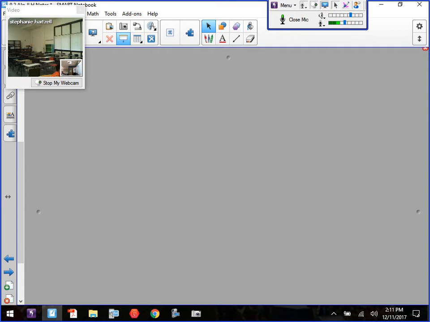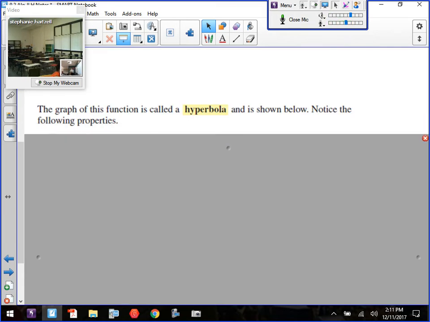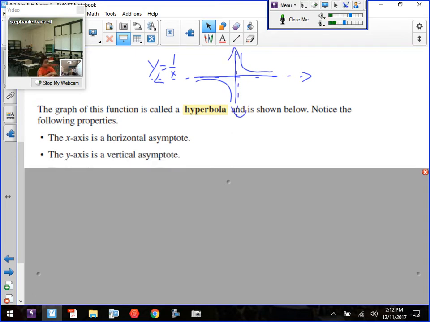I'm looking at what's called the hyperbola. The hyperbola that we just graphed, I'm just going to draw it off here just off to the side. We just drew a hyperbola that looked like that. We had a horizontal asymptote, getting closer here. We had a vertical asymptote because it was getting infinitely closer and closer there.